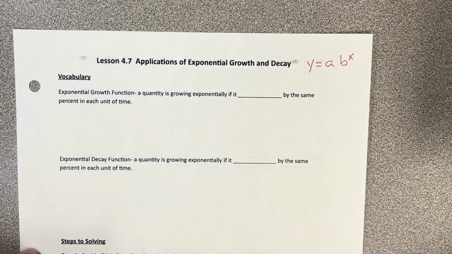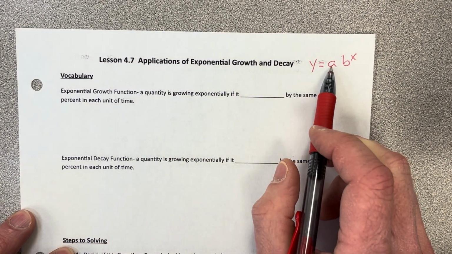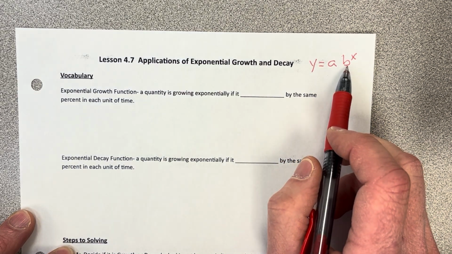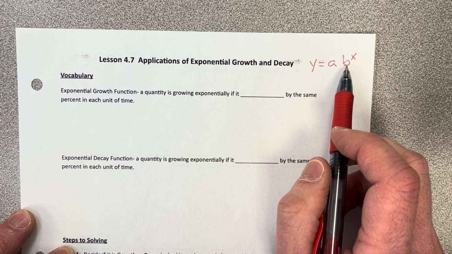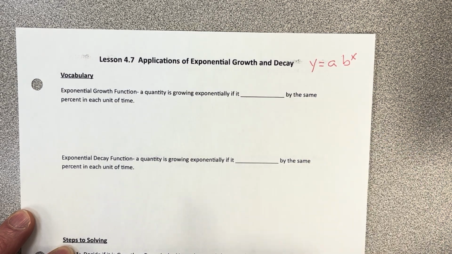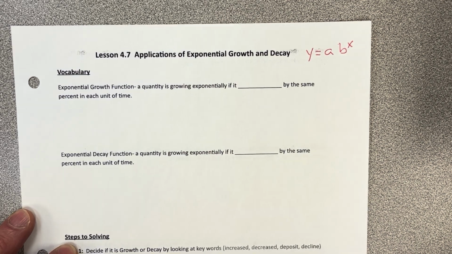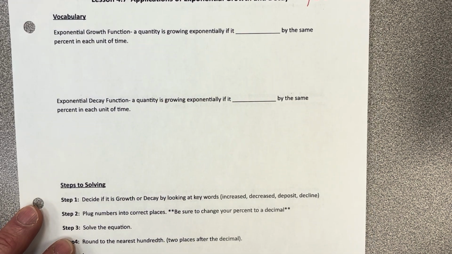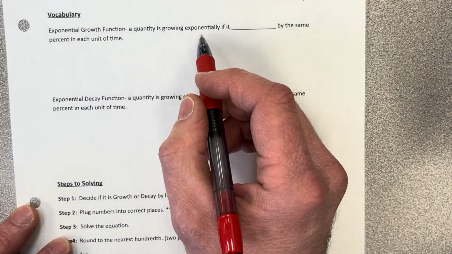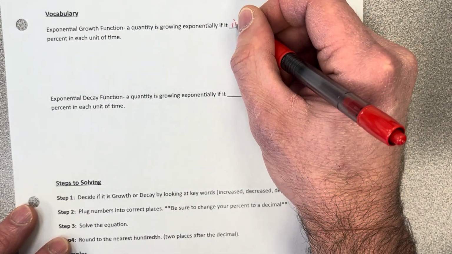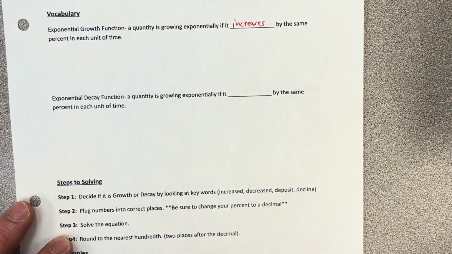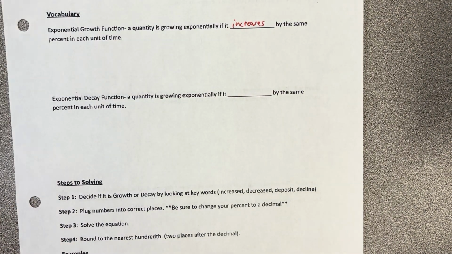That's it right there. A is your starting amount, but oftentimes it's your y-intercept. And then B is going to be, I'm going to call it, your growth or decay factor. And so exponential growth functions: a quantity is growing exponentially if it increases by the same percent in each unit of time.